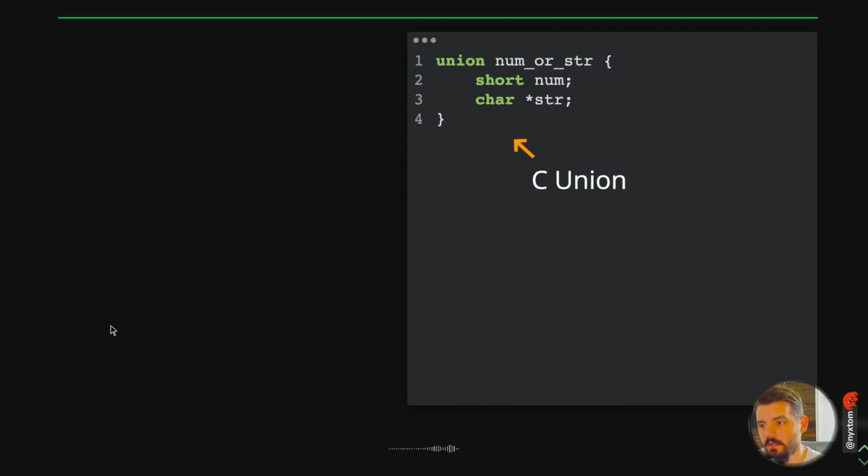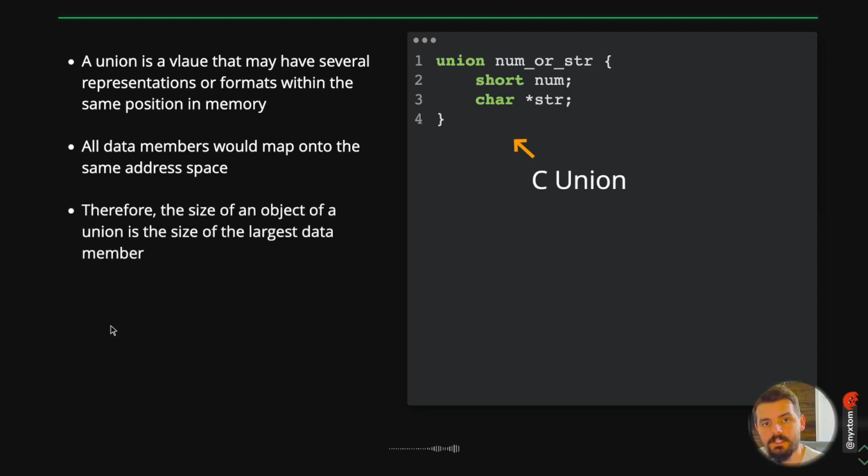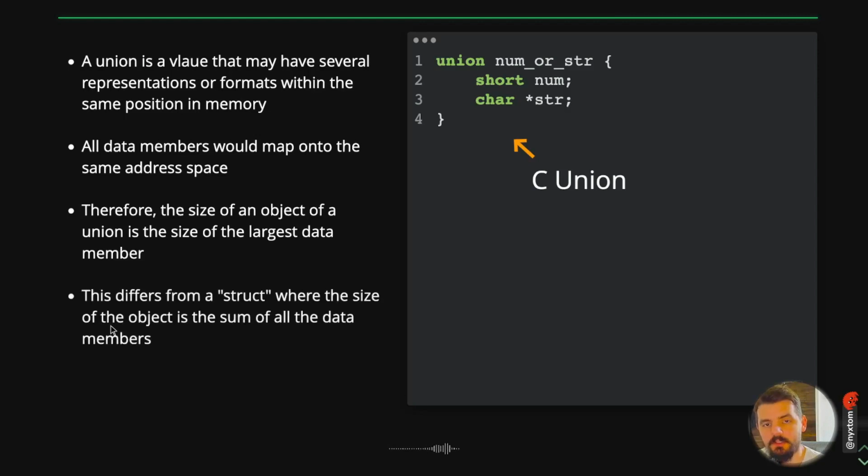So in C, right, you might start out with something called a union. And here we've got two different fields. One of them is a short num, and the other one is a character string. What you notice about a union is that it may have several representations or formats within the same position in memory, right? So all data members would map onto the same address space. So what would the size of the object be? It's typically the size of the largest data member. This might differ from a struct, for instance, where the size of the object is actually the sum of all the fields.